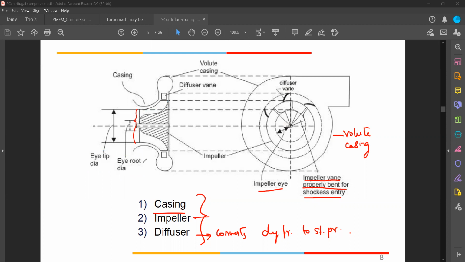And there can be multiple types of speed which are defined. The speed can be defined with respect to the root diameter. It can be defined with respect to the eye tip diameter. There can be a mean speed, the impeller mean speed, and then there could be the impeller tip speed. So there are different types of speeds defined with respect to different diameters. Well, the speed of the blades is pi D N. So we know U is pi D N by 60, where D should be in meters and N should be in rpm.